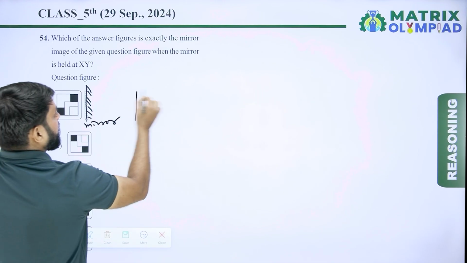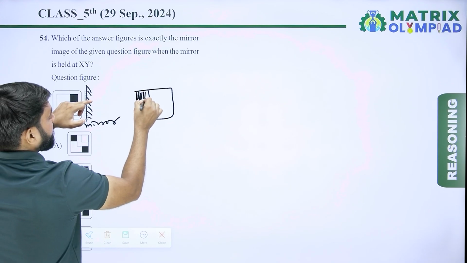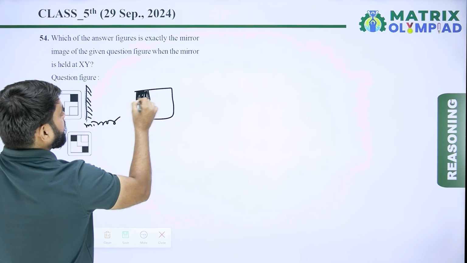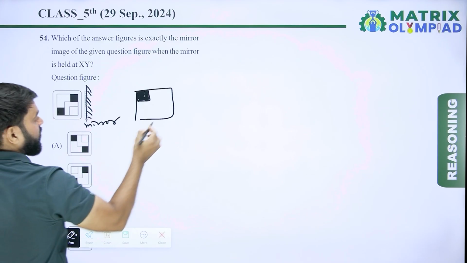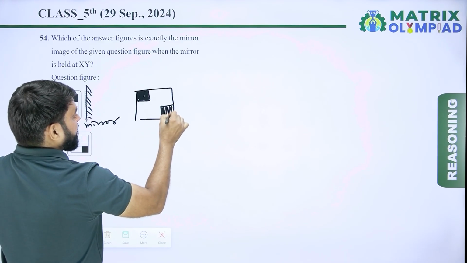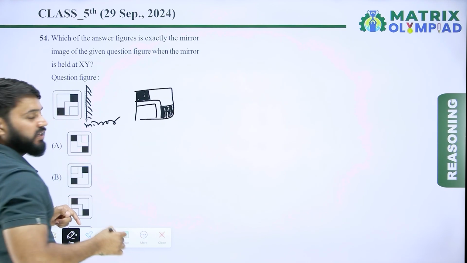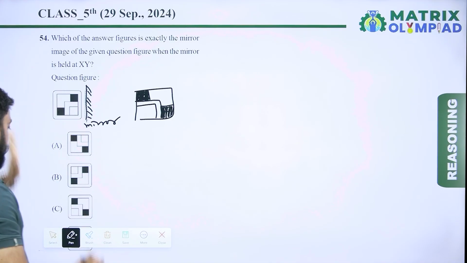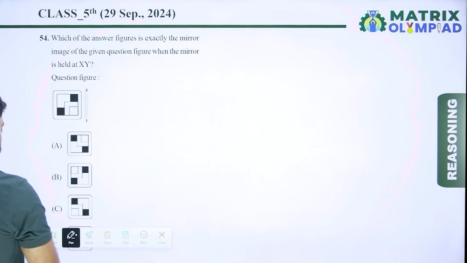So this part of the image will remain near to the mirror in the mirror image, and the part of an object which is away from the mirror will remain away from the mirror in the mirror image. So this part of the image will be away from the mirror in the mirror image, and this part will look something like this. Okay, so this is the correct mirror image of the given figure. So here option C is the correct answer of this question. Now move on to the next question.